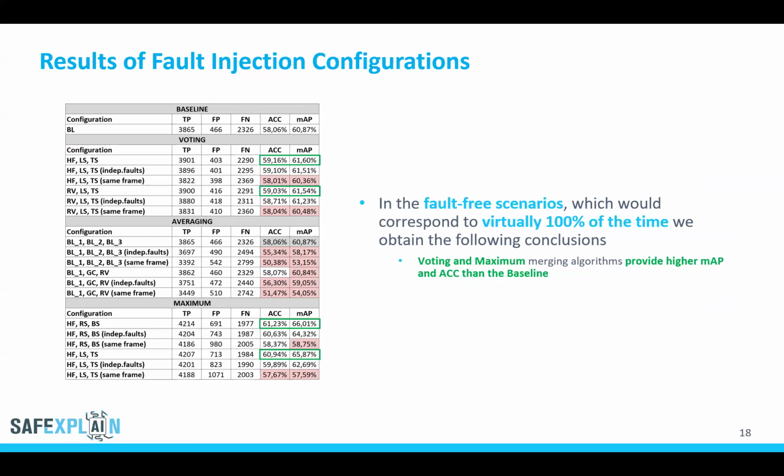Then if we take a look at this table in the fault-free scenarios, which would basically correspond to almost 100% of the time, since the random hardware faults are very, very rare, we obtain the following conclusions. We see that voting and maximum merging algorithms provide higher MIP and ACC than the baseline. And then again, we see that the averaging is consistently producing worse results than the baseline.